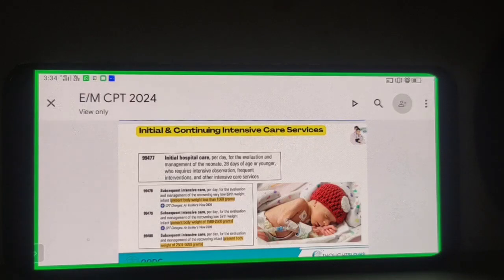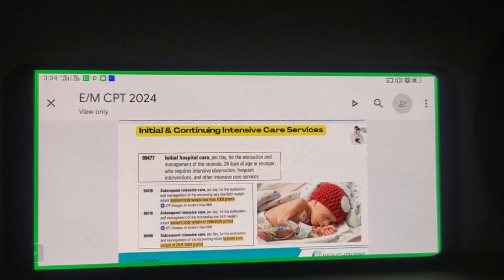So 99477 is for the initial day of admission. What is the age criteria for the 99477 code section? 28 days or younger. Yes, for 28 days or younger, we can apply this code on the first day, 99477.